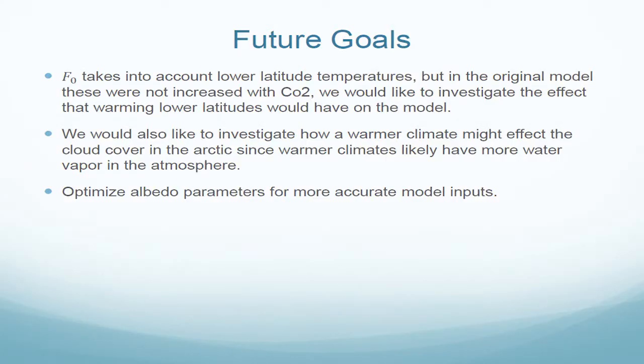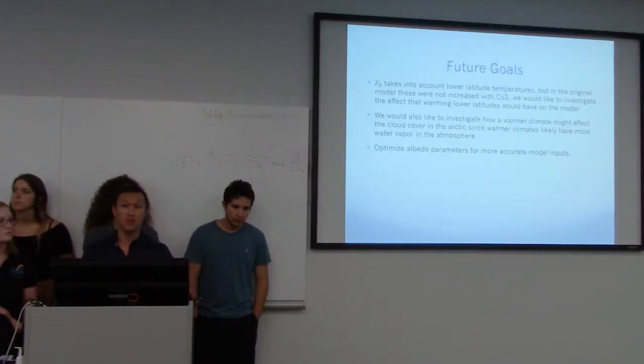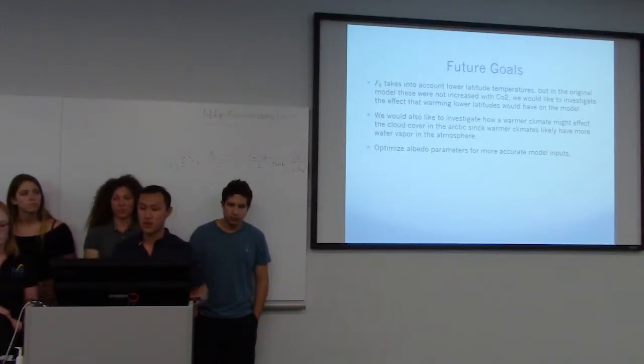Secondly, we would also like to investigate how the warmer climate might affect the cloud cover in the Arctic. A lot of the satellite images that we had didn't account for a lot of the cloud cover. There's a lot of empty spaces in the grids. And finally, we'd like to optimize albedo parameters for more accurate model inputs. So all that stochasticity, reduce the uncertainty in that respect.